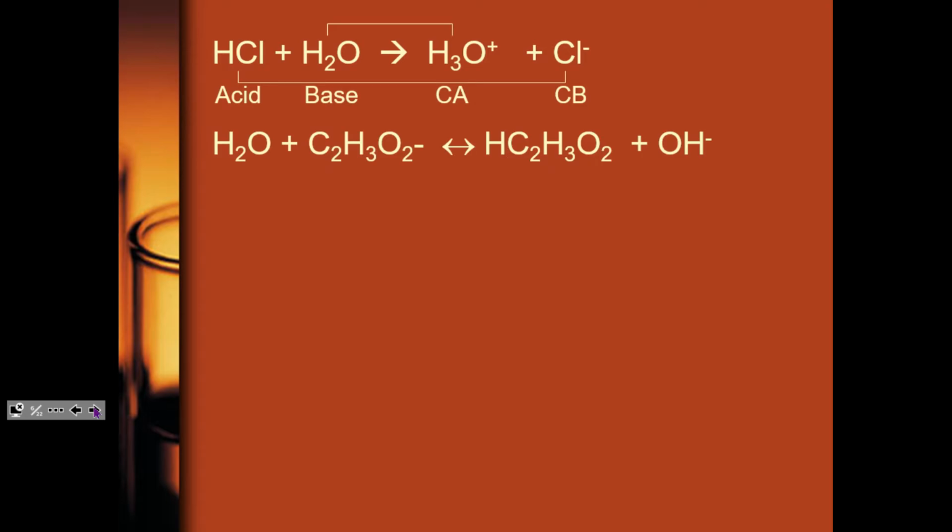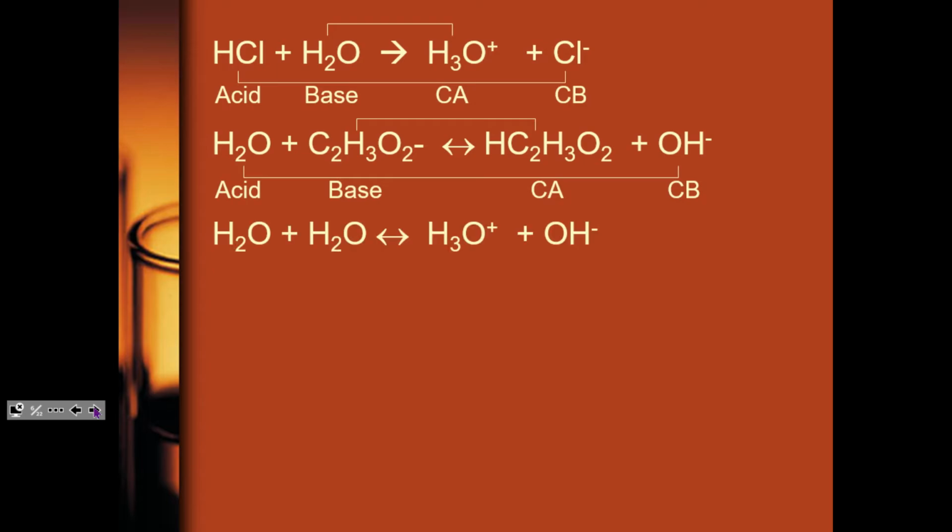Next one, H2O, and we're mixing it with acetate ion. Well, the H2O lost a hydrogen, which makes it an acid, which makes the hydroxide a conjugate base. And then, of course, acetate, because it's gaining the hydrogen from left to right, it's the base. Acetic acid would be the conjugate acid.